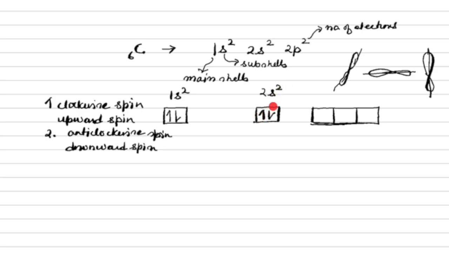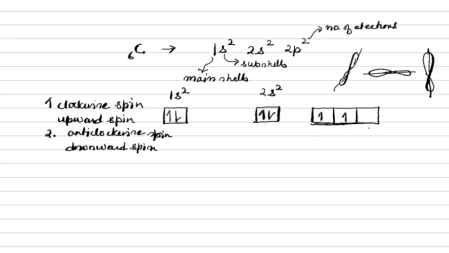So now how much is remaining? 2p2. So we will do this, okay, and we will do this. So now this is 1s2, 2s2, and this is 2p2. But now think about it, why have I not placed it here? I should have put the second electron here. Why have I not done that?